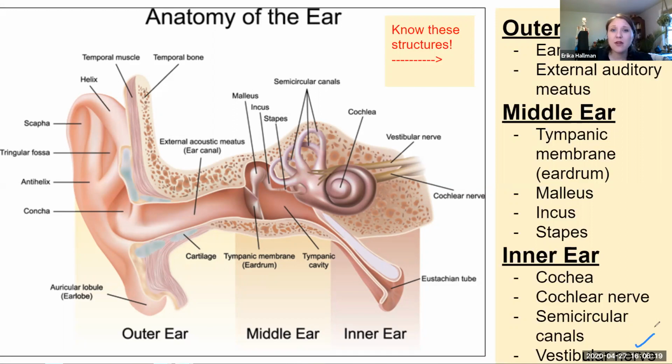Then your vestibular nerve is the nerve that is superior to your cochlear nerve, but notice that it's going to gather signals from those semicircular canals.